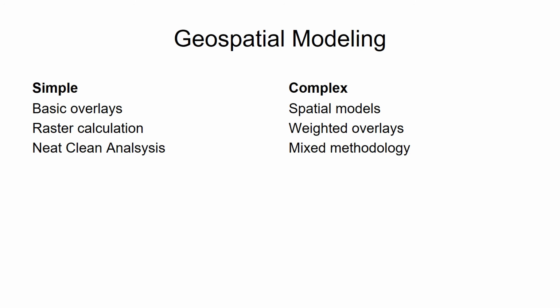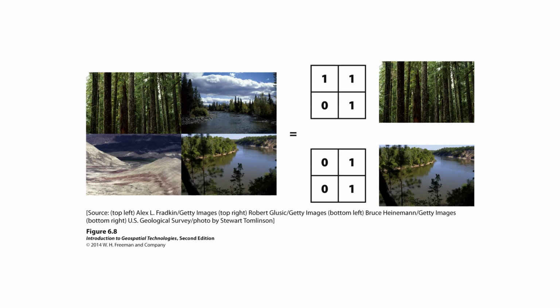We can also do something pretty clever called geospatial modeling. It comes in basically two flavors: simple and complex. Simple is just doing basic overlays, maybe a couple raster calculations. It's a real neat, clean kind of analysis. But the more complicated stuff is when we create complex spatial models, and we use techniques like weighted overlays, and we even use mixed methodology to combine things like index models and binary models to create complicated environmental process models. And here's a nice example.